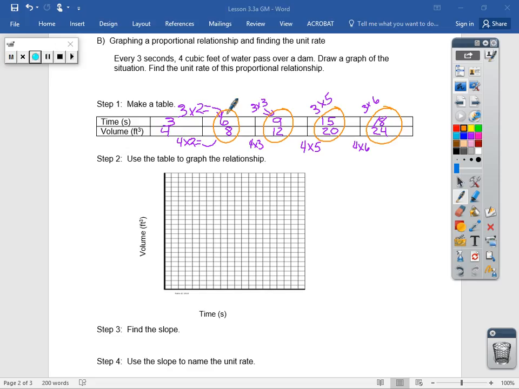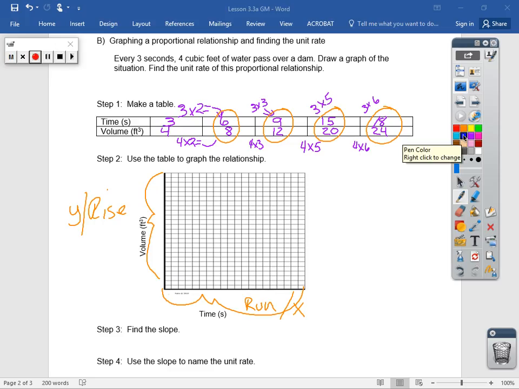Now we're going to use the numbers in our table to graph the relationship. Okay, so which one is my run? My run is right here, my time. It's also my x, which means my y, or my rise, is right here. So let's graph it. My first one is 3. So 1, 2, 3 over, and 1, 2, 3, 4 up.